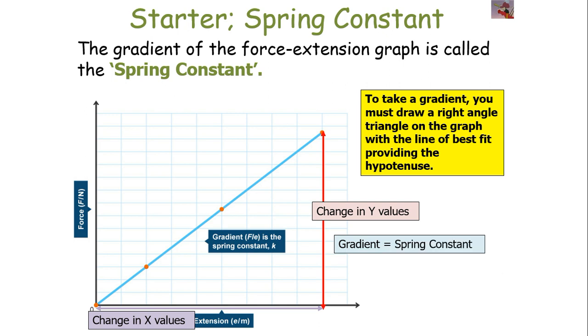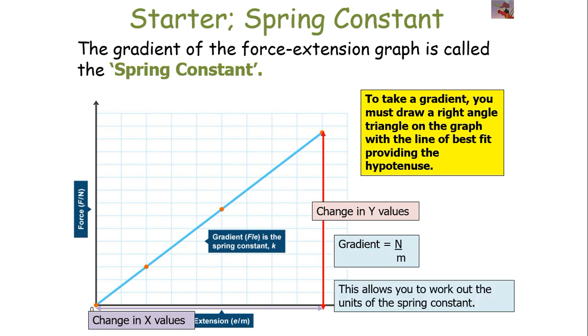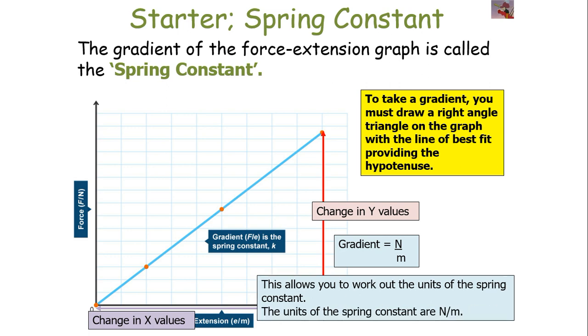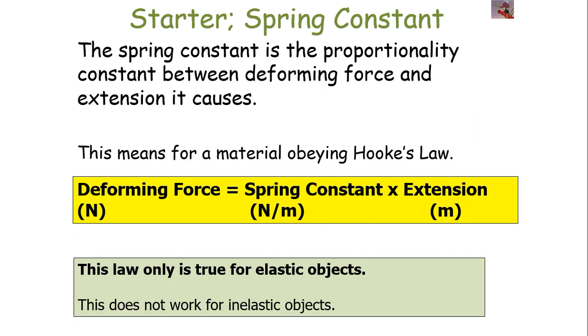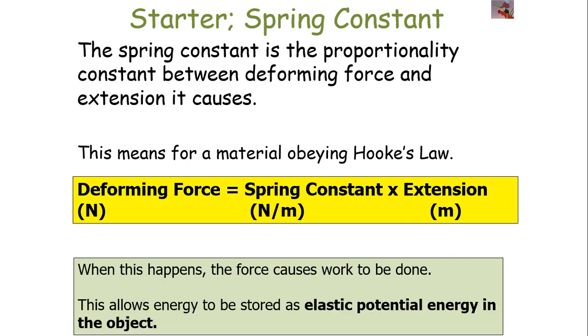So because we know the gradient is the spring constant, we know its units are going to be the units of the y-axis, which is newtons, divided by the unit of the x-axis, which is meters. So the unit of the spring constant is newtons per meter, which makes sense based on our definition. Now, the spring constant is basically a proportionality constant between the deforming force and the extension it causes. So for a material that obeys Hooke's law, the deforming force is equal to the spring constant times the extension. But that's only true for elastic objects, not inelastic objects.